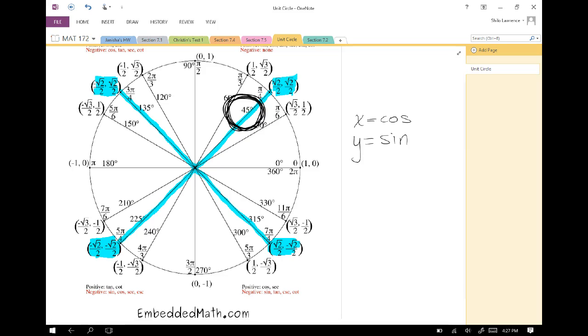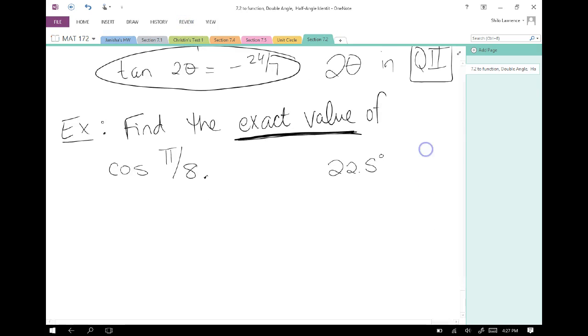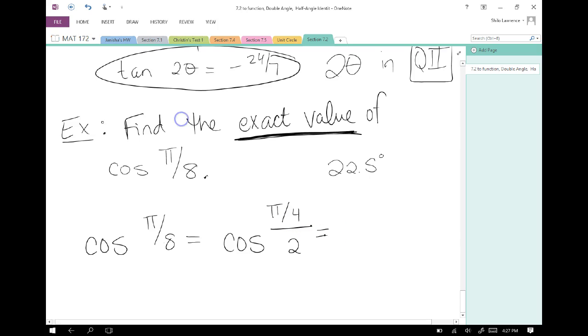I just said the word half. That tells me I'm going to use a half angle identity. So, to find the cosine of pi over 8, I'm really going to do the cosine of pi over 4 cut in half. Pi over 8 is pi over 4 cut in half. So I'm going to use my half angle identity with pi over 4 plugged in.